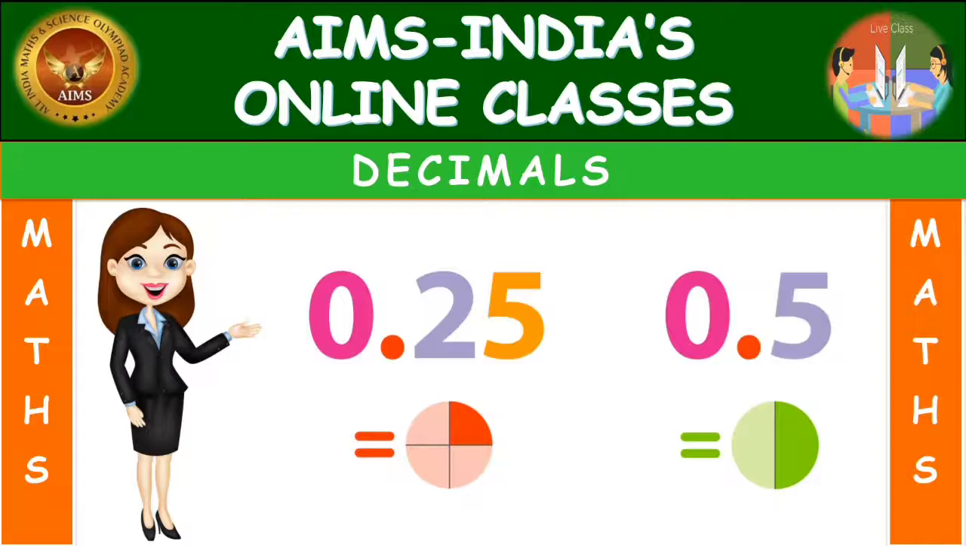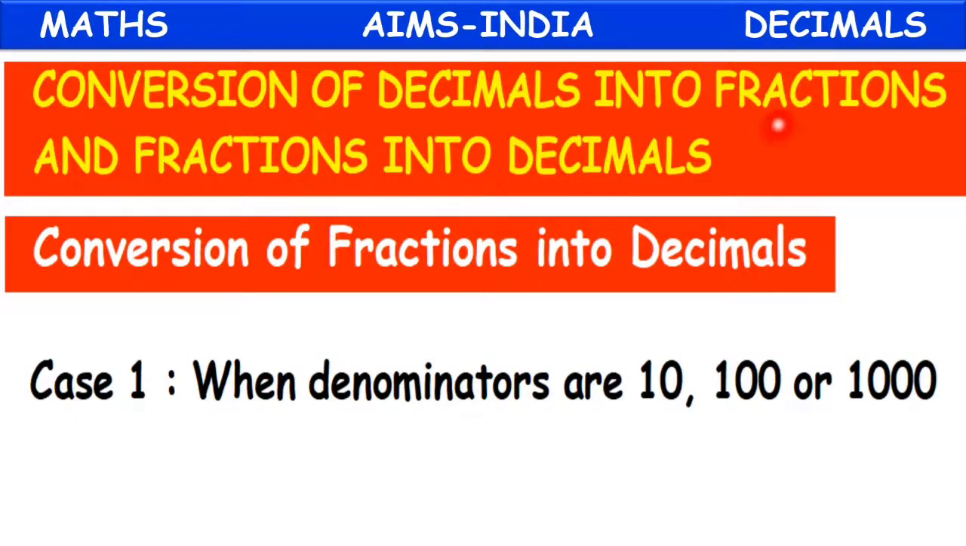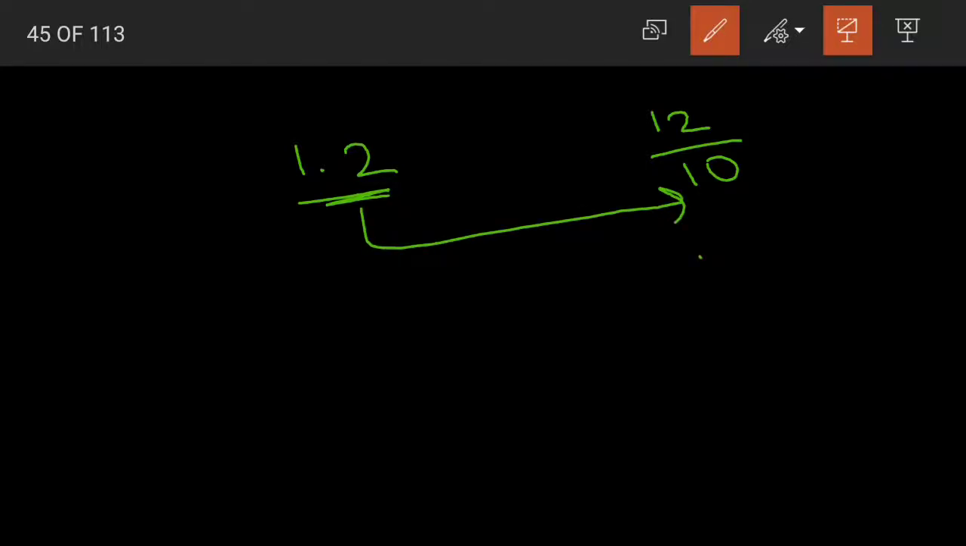What were we discussing? We are discussing the topics from the chapter decimals. Yes, so our first topic for today is conversion of decimals into fractions and fractions into decimals. Now this 1.2 is a decimal number and say 12/10 is a fraction. So in today's class we will learn how to convert a decimal number into a fraction and also how to convert a fraction into a decimal number.